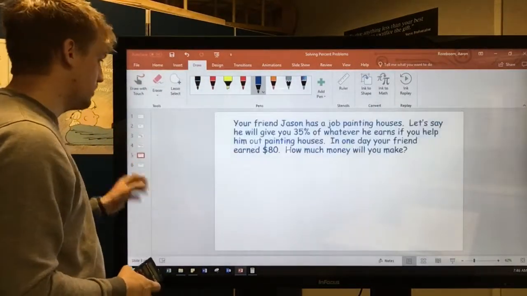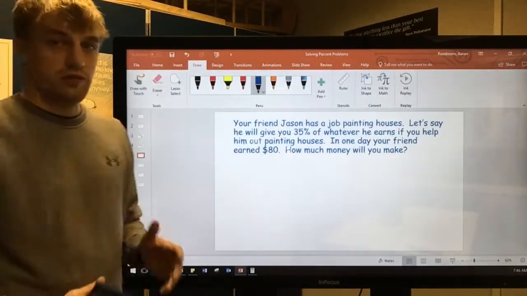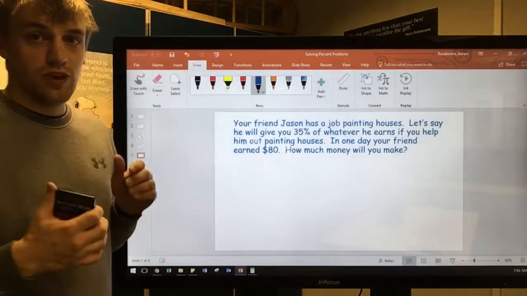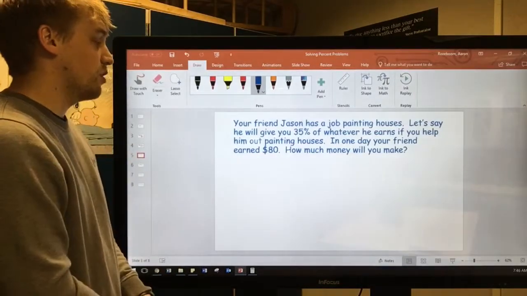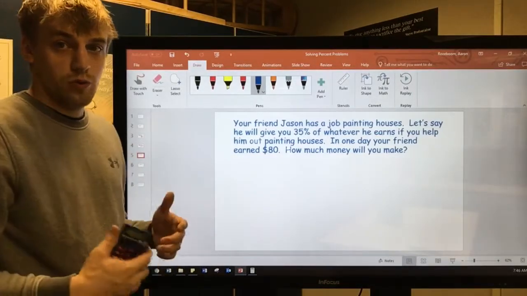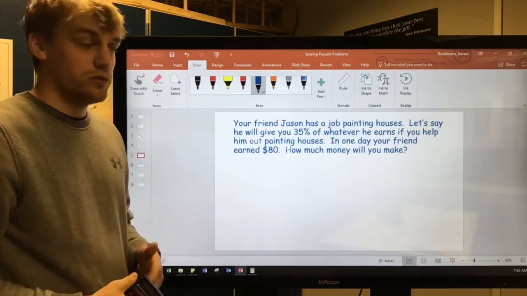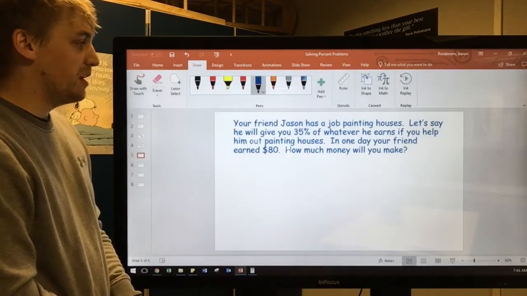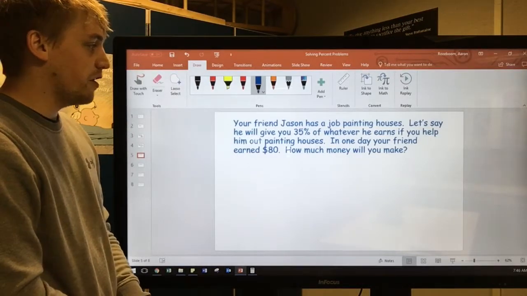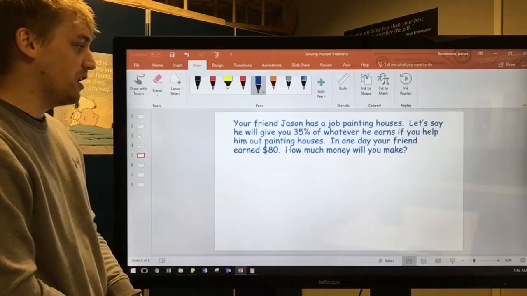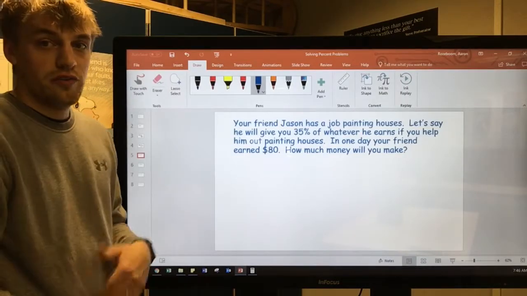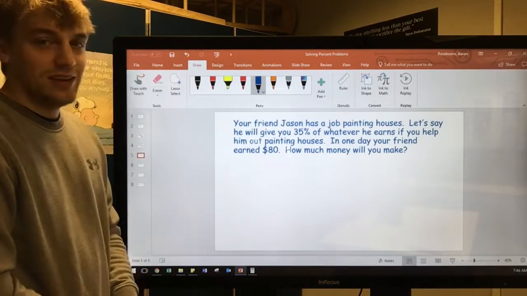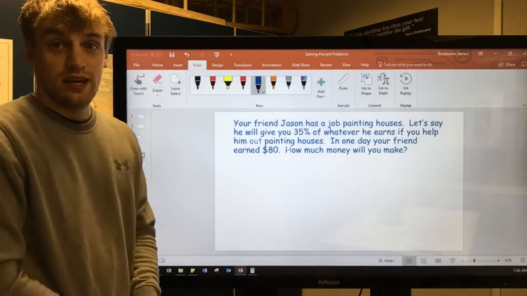Let's try the next one. This is a different kind of percent problem when we're solving for one of the other parts of the part percent whole, which would be, instead of the percentage, we're going to solve for either the part or the whole. Your friend Jason has a job painting houses. Let's say he will give you 35% of whatever he earns if you help him out painting houses. So you're going to get 35% of whatever he gets. In one day, your friend earned $80. How much money will you make in that day?